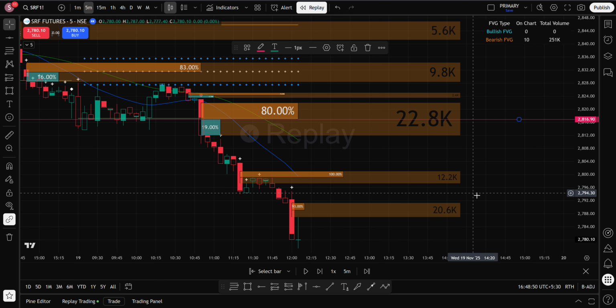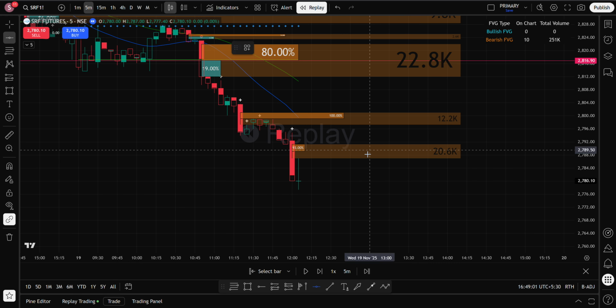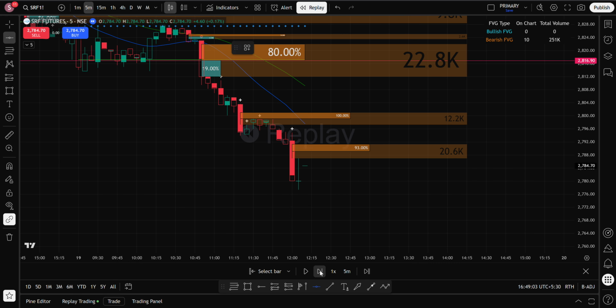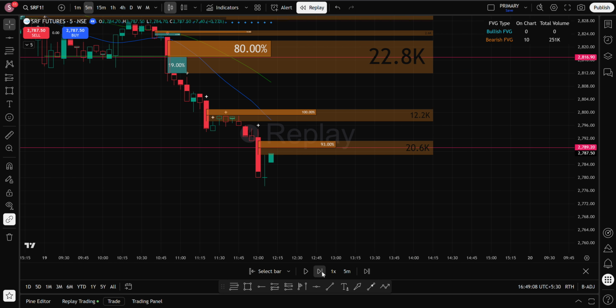See now, again the aggressive selling happened, 12k and 20k, so 100 to 93%. So this box also I will consider for sell if it still stays. Okay, let us see the candle close. Yes, it is there. So this also we can see. Okay, so let's wait.